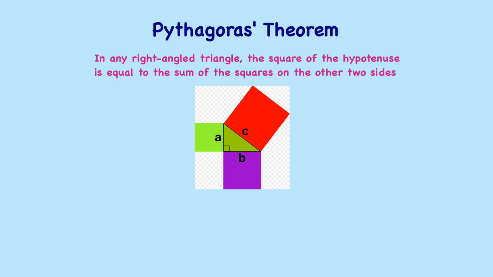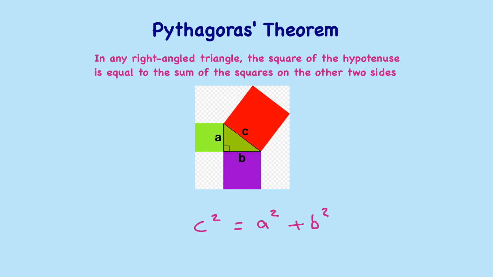So here we have a triangle, and c squared, so the area of this square is equal to the area of this square plus this square, if this is a right-angled triangle.